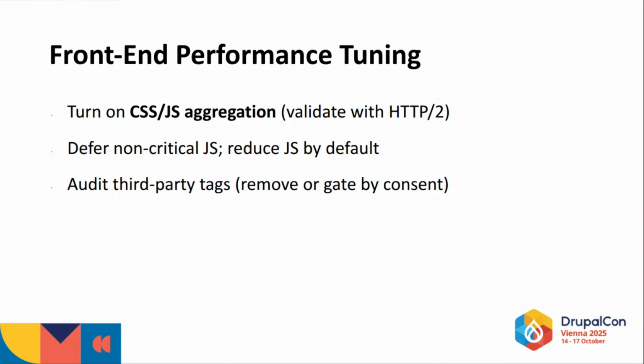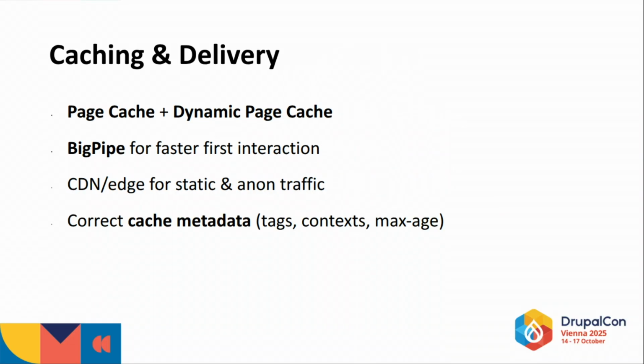Some front-end performance tuning: when you go into your platform, make sure that the CSS and JS aggregation is turned on, and try to defer non-critical JavaScript, and ideally reduce JavaScript by default, but that's maybe a rather extreme view. A lot of the time when you do an audit of web pages, sometimes it's third-party tags making a page load slower, maybe some third-party library that's been added that could be slowing it. So again, it's worth doing an audit, coming back to doing audits and trying to get data to understand where there may be issues.